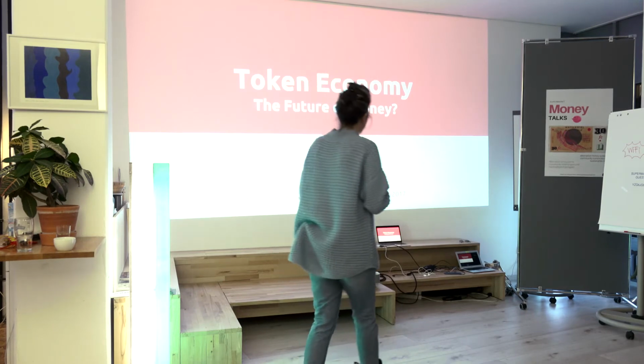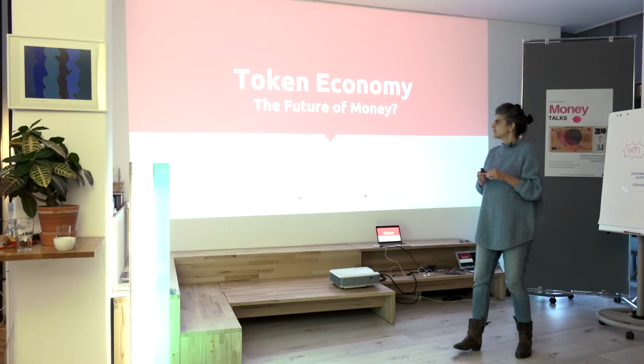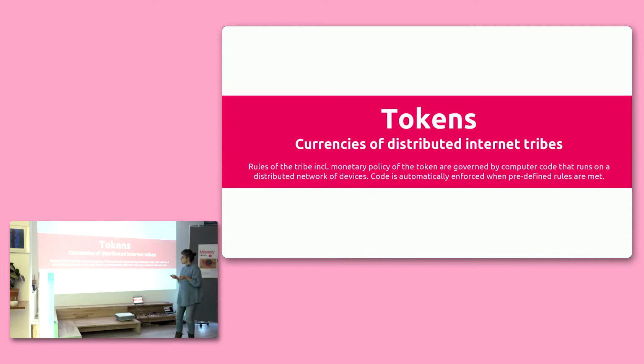Okay, I'm trying some other words. It's true what has been said, but what is the token economy and how is it related to the possible future of money? Token is a generic word, a blockchain token. The way I like to describe it, it's a currency of a distributed internet tribe. In the case of Bitcoin, Bitcoin is the native token of a distributed internet tribe called the Bitcoin network. And the rules of the tribe, including the monetary policy of the token, are governed by computer code. In the case of Bitcoin, we call it the Bitcoin protocol. The rules run on a peer-to-peer network of computers who are in the game voluntarily. And the code is automatically enforced when some predefined rules are met or triggered by certain events.